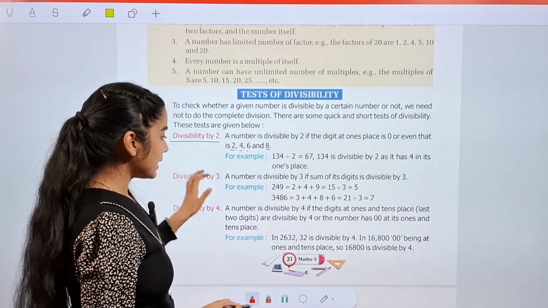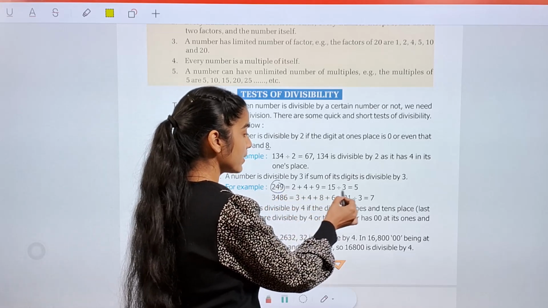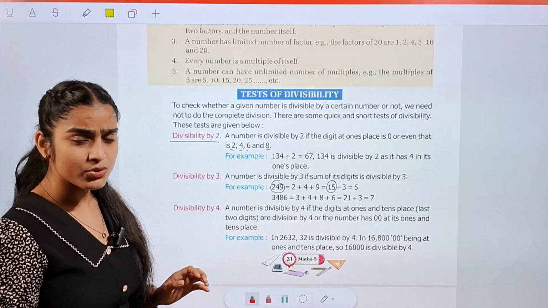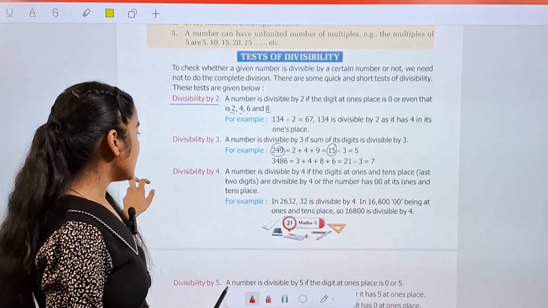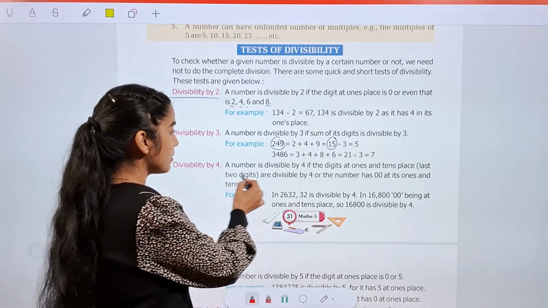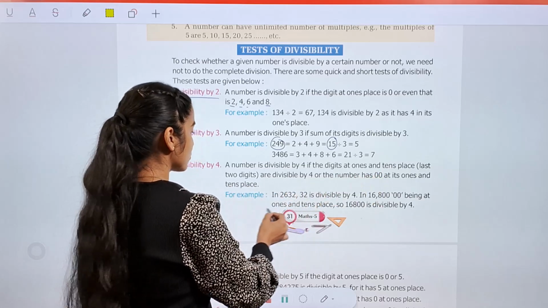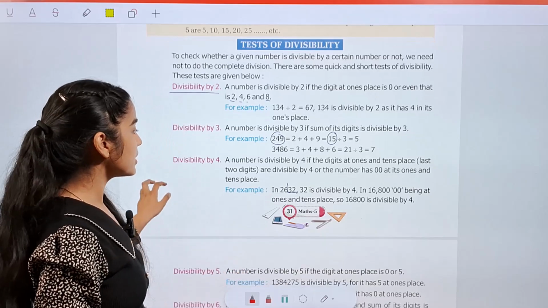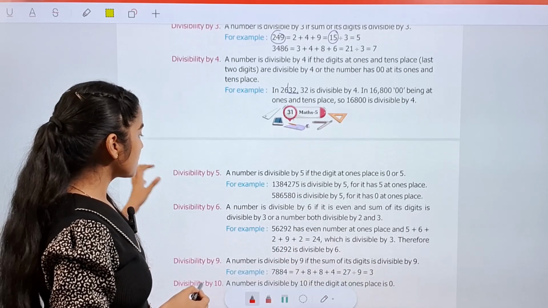For divisibility by 3, we have to add each and every digit of the number separately. If the answer, for example 15, is divisible by 3 with the help of the 3's table, then the number is divisible by 3. Now divisibility of 4: we have to check the last two digits, the ones and tens place. If they are divisible by 4, for example 32 is divisible by 4, then the number is also divisible by 4.